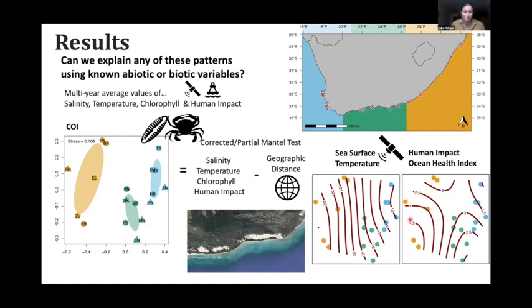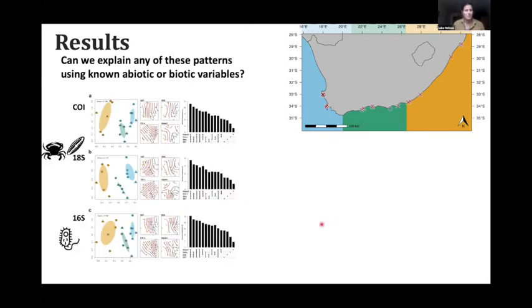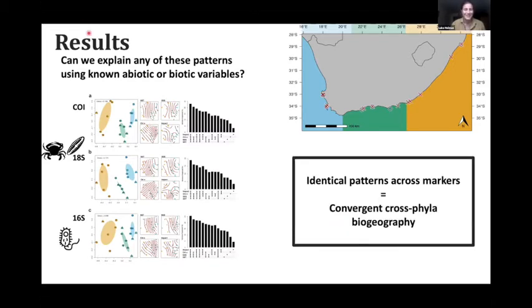So back to that question about across taxa, and I'm not going to expect you all to go through and check all of these diagrams to see if it matches. I'll tell you, yes, across all the different taxa and all the different markers, you get identical patterns occurring, which I interpret as a sort of convergent cross-phyla biogeography, which I thought was quite a neat result.